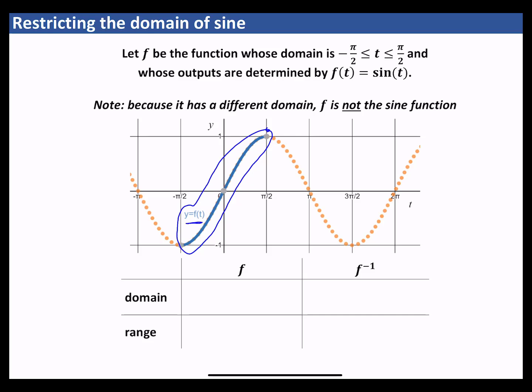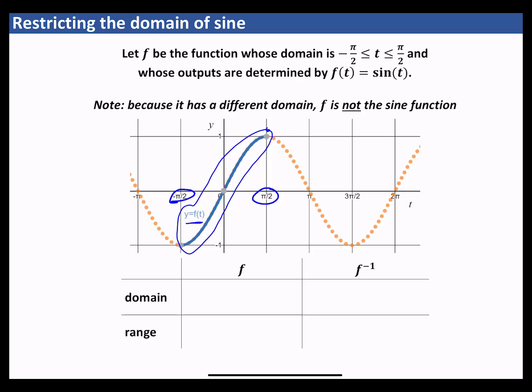Also notice that because the sine function is periodic, it does not pass the horizontal line test on its full domain. And thus the sine function on its full domain does not have an inverse function. However, the graph of f, which is the sine function with a restricted domain between negative pi over 2 and pi over 2, does pass the horizontal line test. That means we can consider an inverse function for the sine function with a restricted domain.